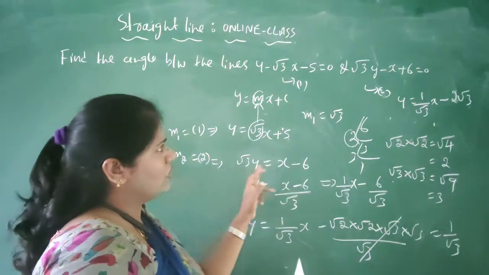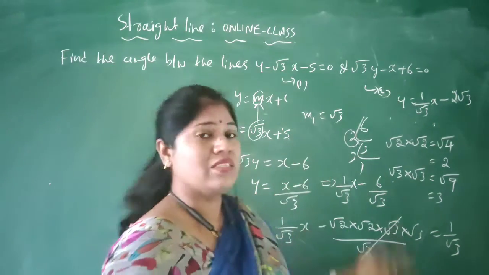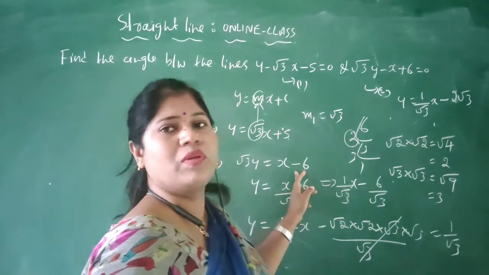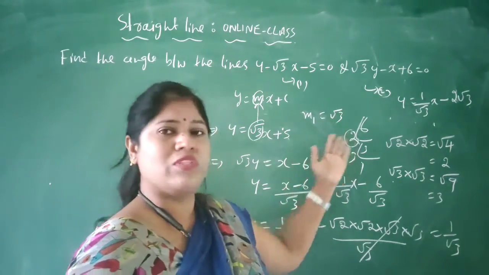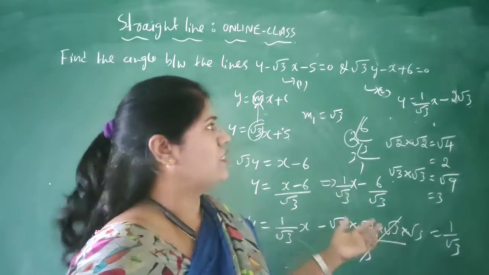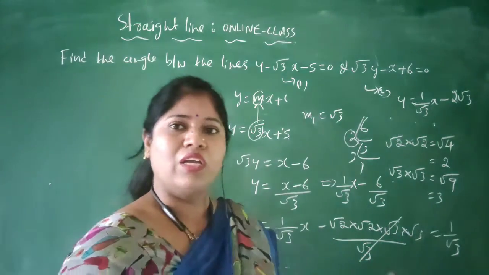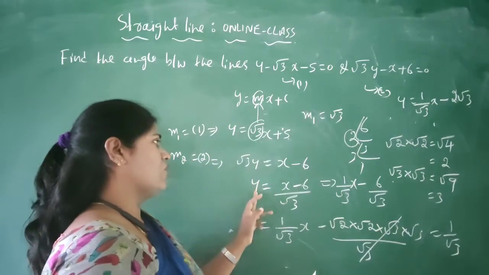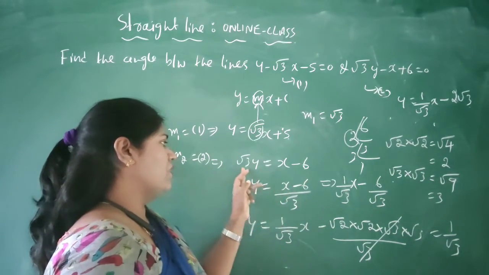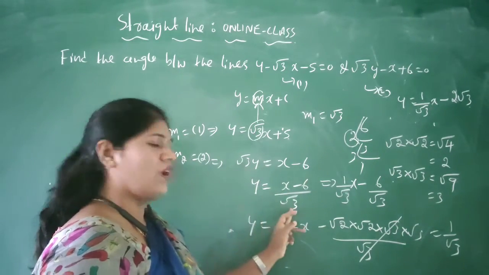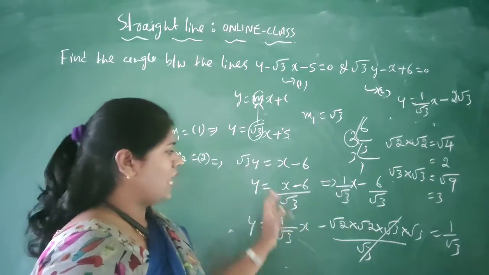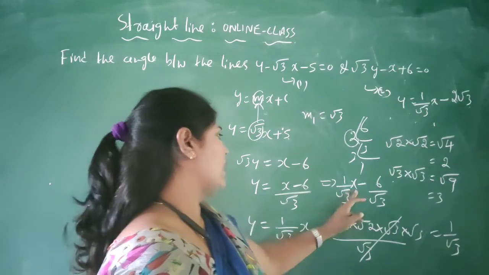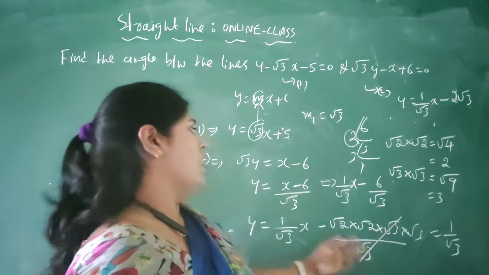We can write 3y is equals to minus x is going to be plus x, plus 6 is going to be minus 6, because we are transposing LHS to RHS. While transposing, usually the sign will change. So y is equals to x minus 6 divided by root 3, because it has to come into the denominator. So 1 by root 3 x minus 6 divided by root 3.